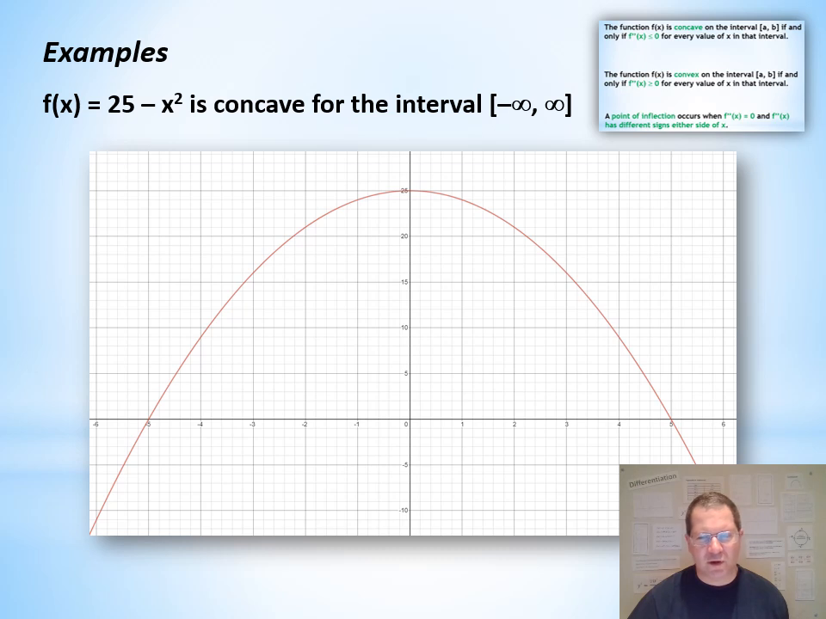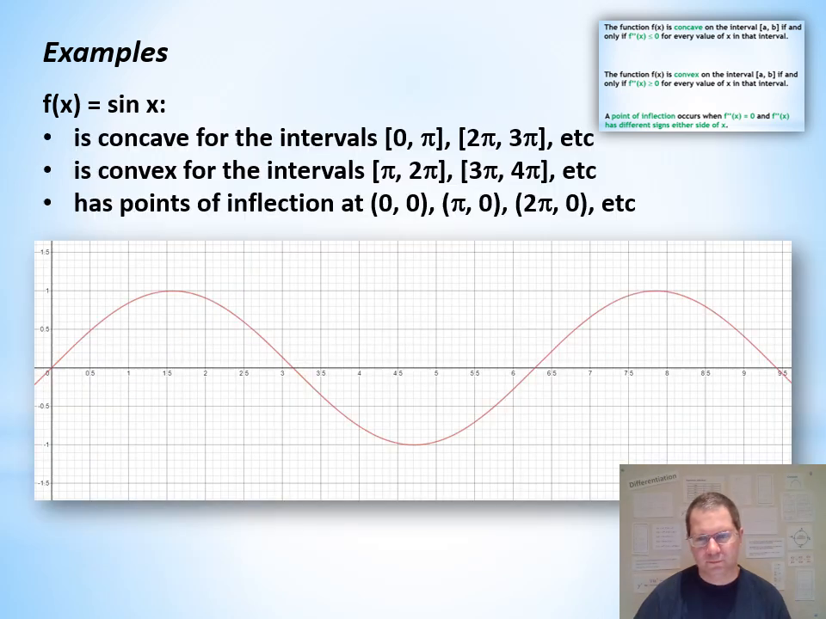So again, we've just seen a negative quadratic. If we ask for the interval for which 25 minus x squared is concave, if we differentiate it twice, we get minus 2. That is always negative. And when we say something is always negative, no matter what x is, it means that the interval is going to be minus infinity to plus infinity.